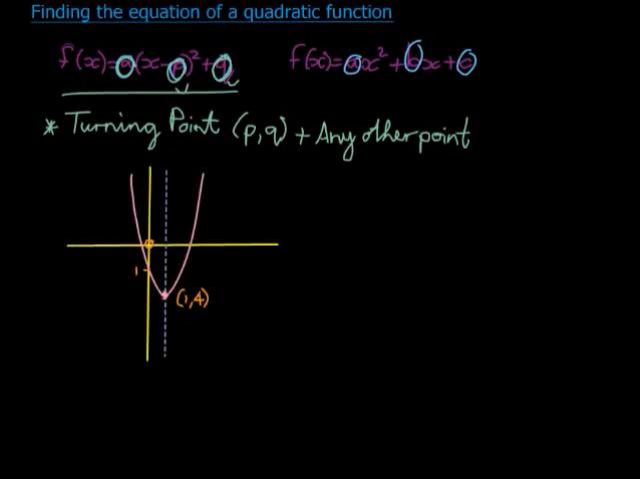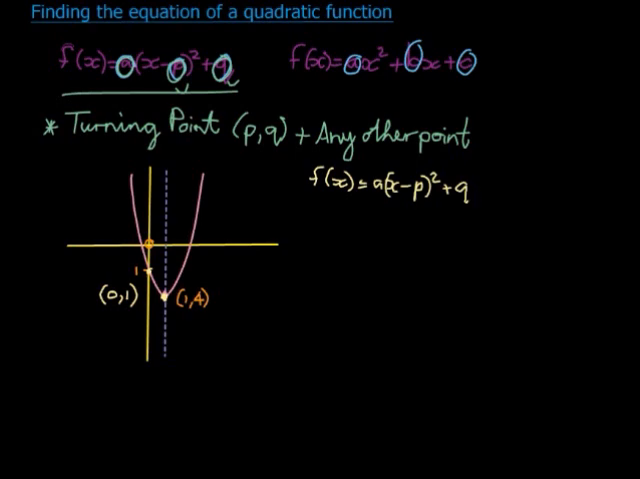If I had to find the equation of this parabola, and notice that it might not be drawn on scale, they did give me the information I need. They gave me a turning point, and they gave me another point, the y-intercept. So I know that the y-intercept is the point 0 for x, and in this case 1 for y. And then I can use this formula.